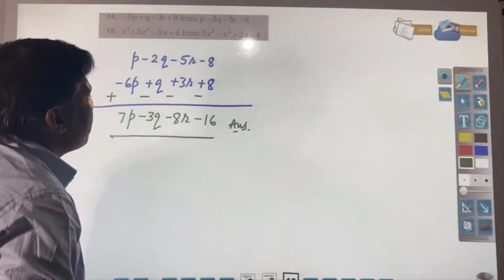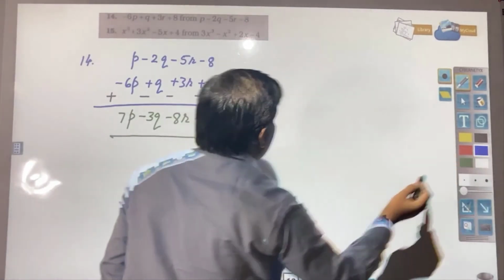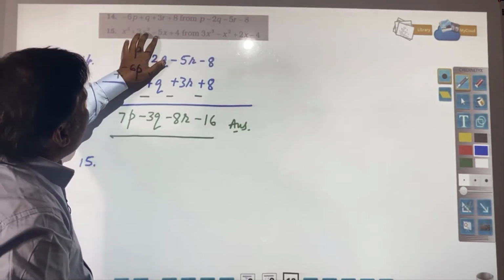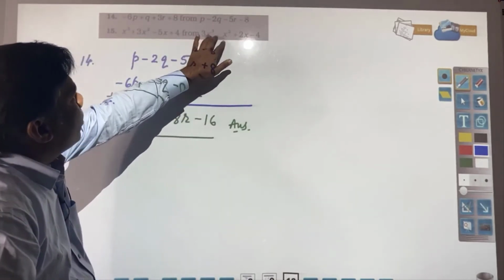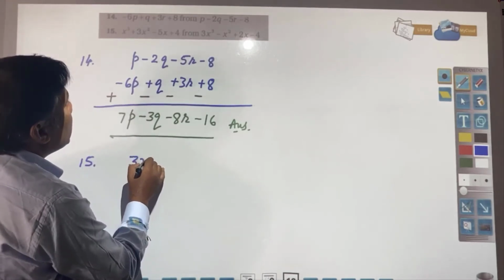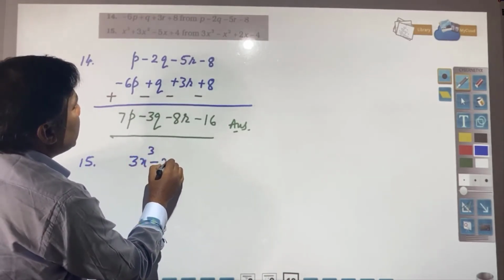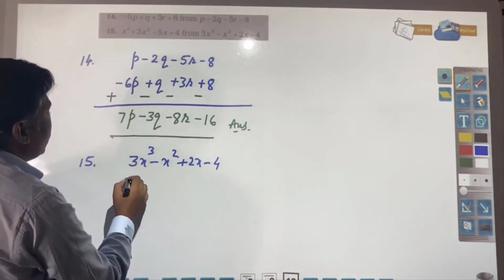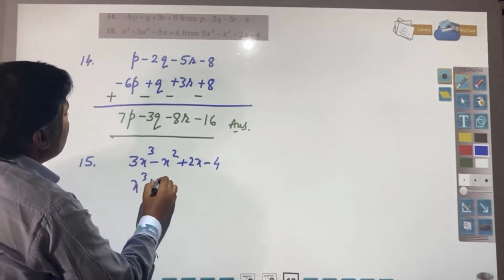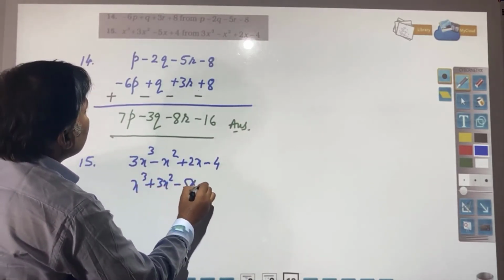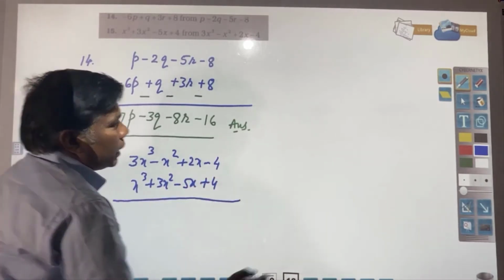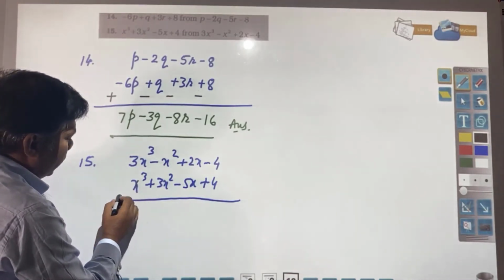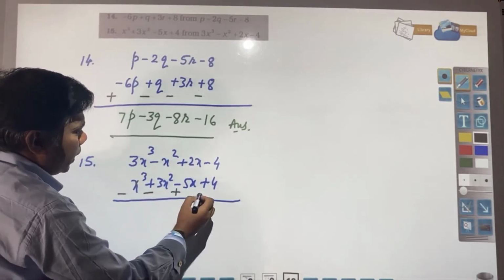Next you see question number 15. You have this number is required to be subtracted from this. So this number you write first. 3x cube minus x square plus 2x minus 4, and you need to subtract x cube plus 3x square minus 5x and plus 4. Sign is required to be changed. Here you have plus, it will become minus, minus, plus and minus.